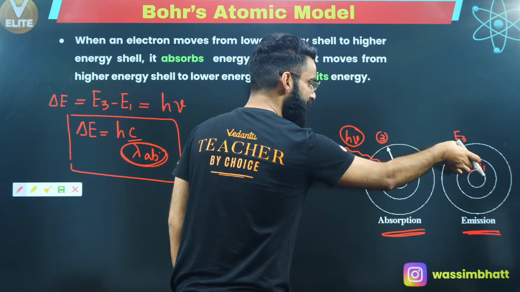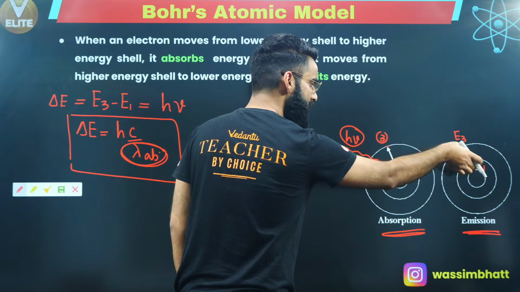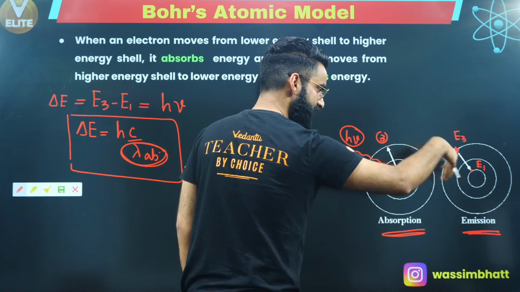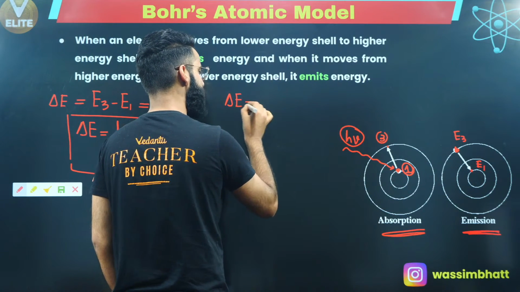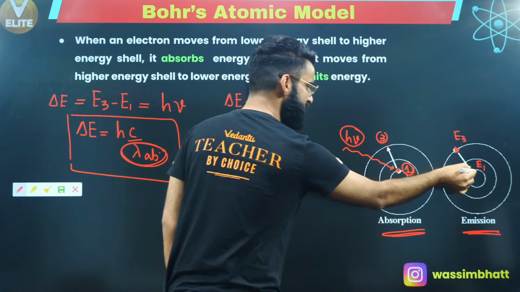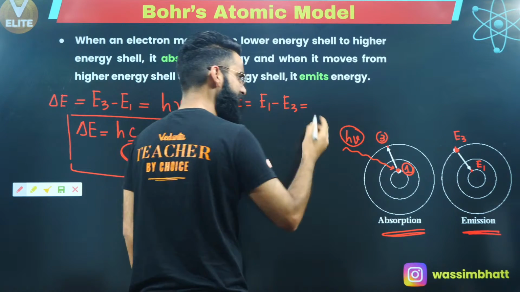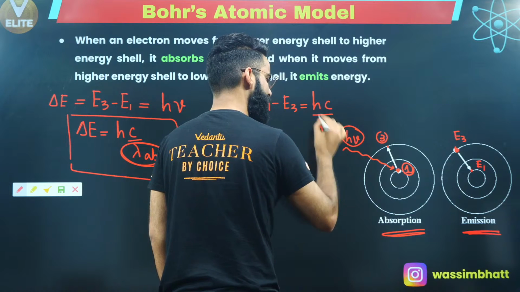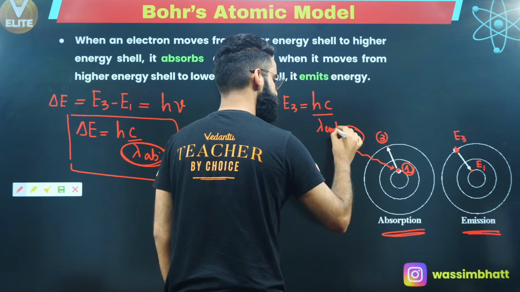The energy gap. Whatever is the energy gap between E1 and E3, between the first and third shell, that much energy the electron will be emitting. So delta E, that is the energy gap, right now is going to be E1 minus E3, the final energy minus the initial energy, which is E1 minus E3. And this much amount of energy the electron will be emitting in the form of what? In the form of a photon, where lambda is the wavelength of the emitted photon.